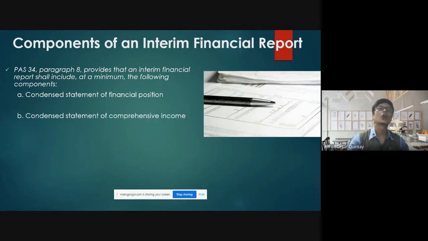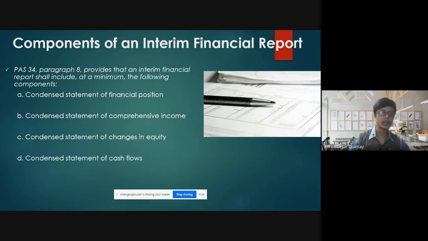Next is the condensed statement of comprehensive income. Dito kasama na rin yung mga non-operating income. So, mas kumpleto ito. And then, the condensed statement of changes in equity. Okay, of course, yung mga shareholders, no? And then, condensed statement of cash flows. And finally, selected explanatory notes.